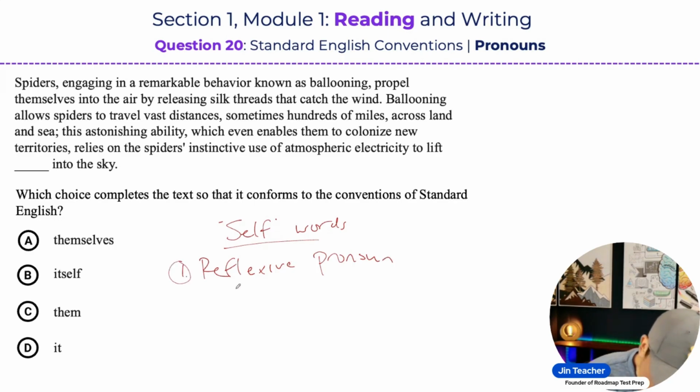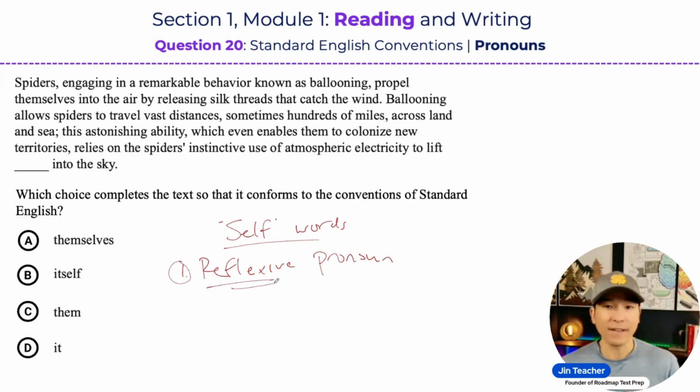Okay, think about that word reflex, reflect, right? So a reflexive pronoun is a pronoun that reflects the action of the verb back on the subject. Let me say that again. A reflexive pronoun reflects the action of the verb back onto the subject of the sentence.